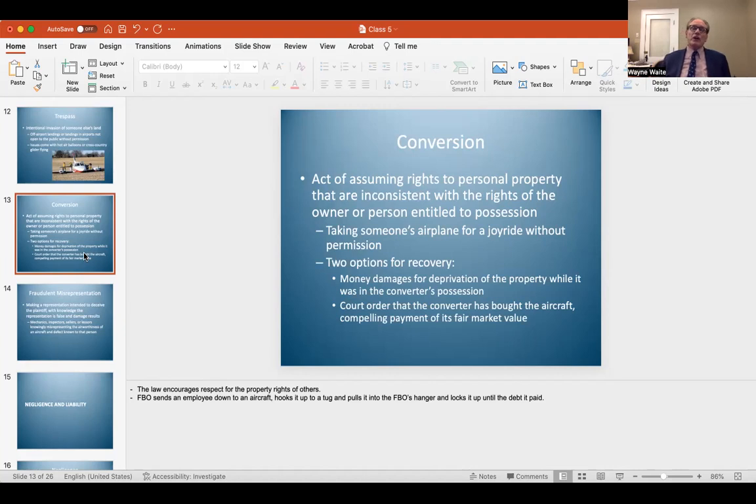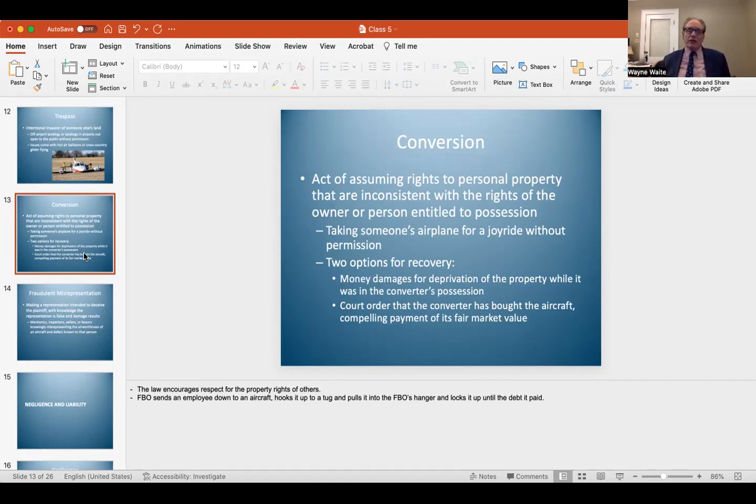Conversion is close to unauthorized use. That is a lesser offense to a carjacking. It's unauthorized use. Same theft, a lesser included offense to theft is unauthorized use of presence or conversion. So a conversion is really a civil theft.